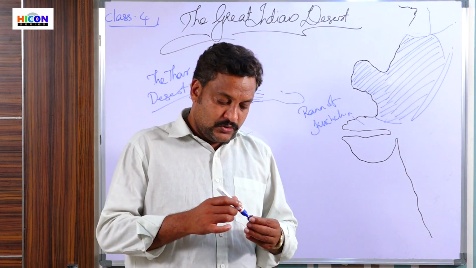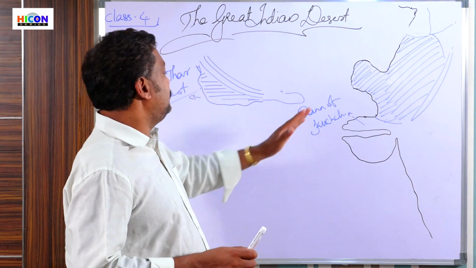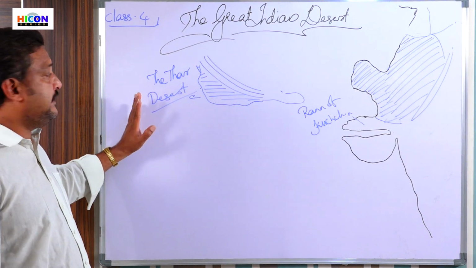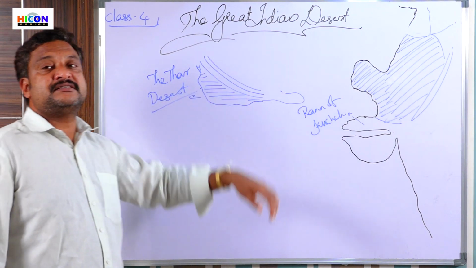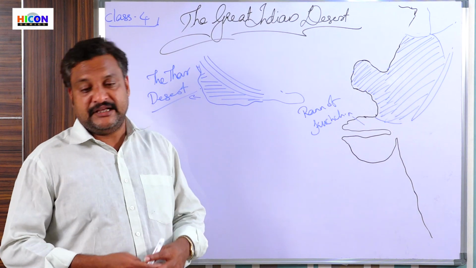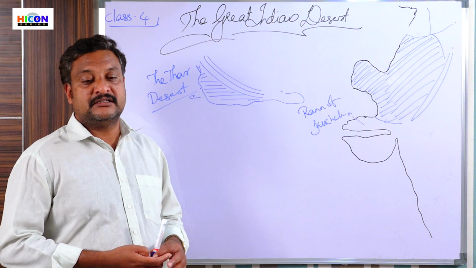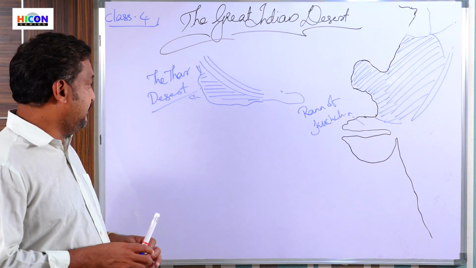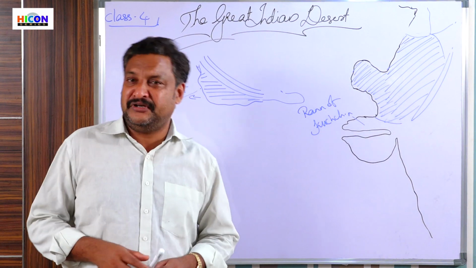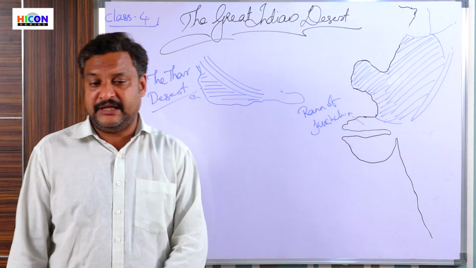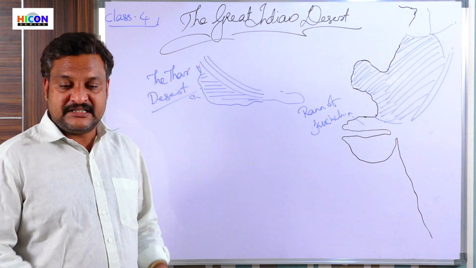Okay, so to the west of the northern plains, we have the driest land region of India, which is called the Great Indian Desert or the Thar Desert, right? So the Thar Desert is the driest part of India that lies on the western side of the northern plains. It's very dry.